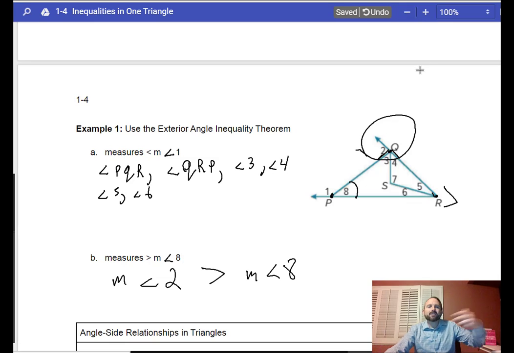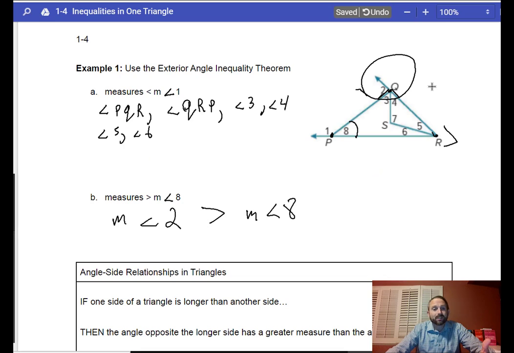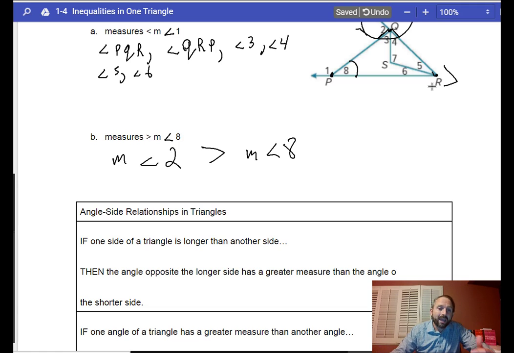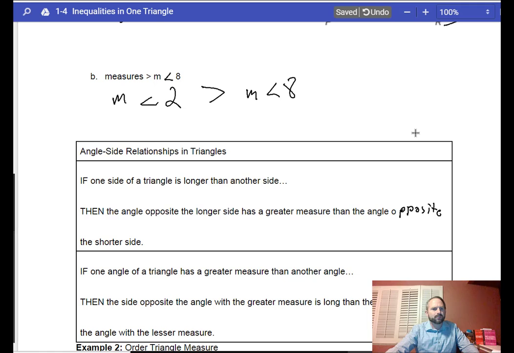So we're going to be talking about the angle side relationships in triangles. So let's talk about it. If one side of a triangle is longer than another side, then the angle opposite the longer side has a greater measure than the angle opposite the shorter side. And the other thing is true.